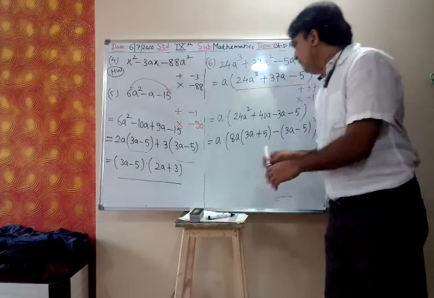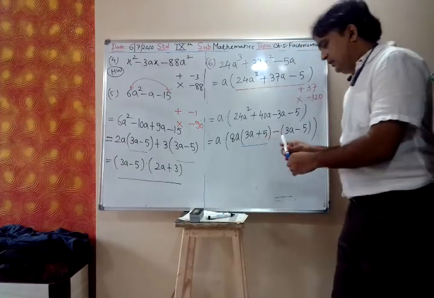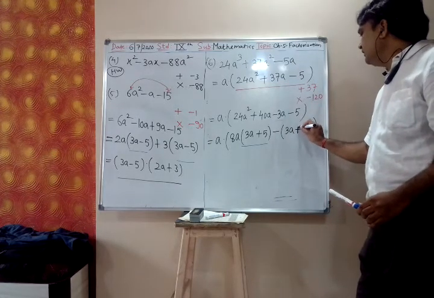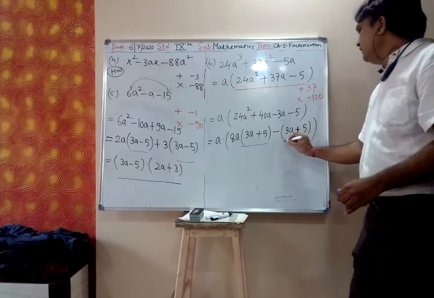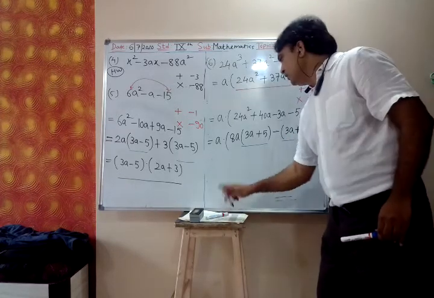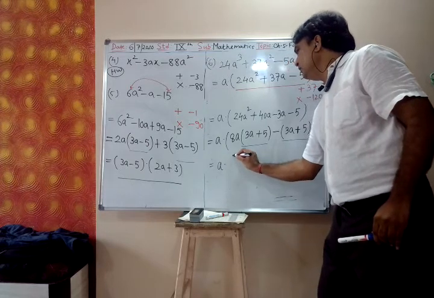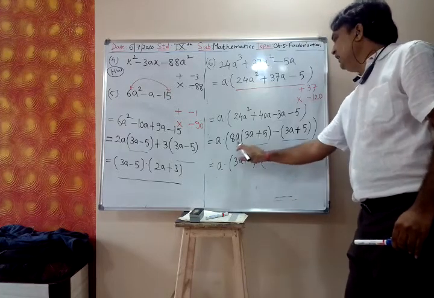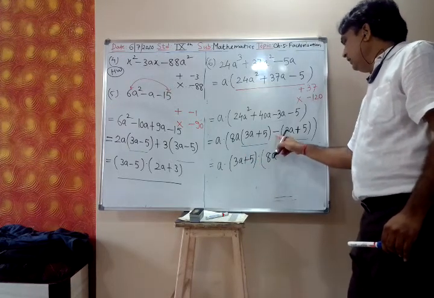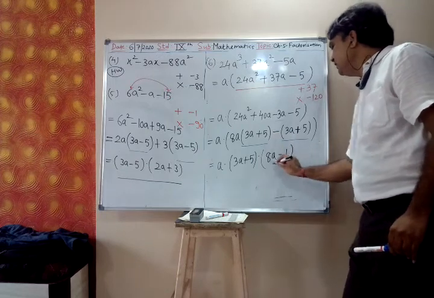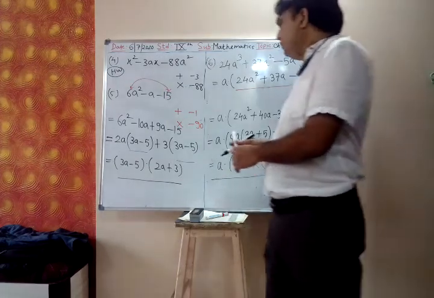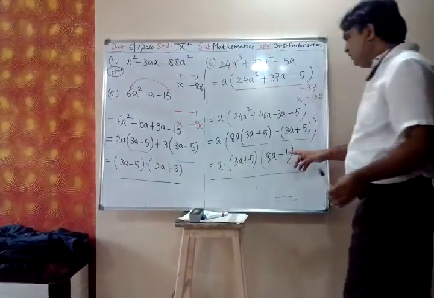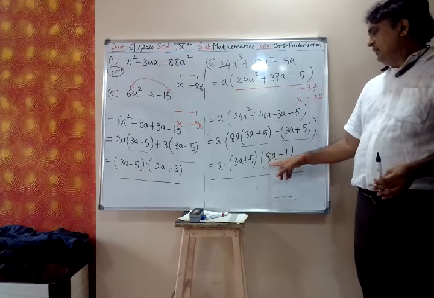Now what is common in the bracket? 3a plus 5. Sorry, when I am taking minus common, inside it will be plus. Yes, it will be plus 5. So 3a plus 5. Now 3a plus 5 is common. So that will be a into 3a plus 5 is common. Then what is left? 8a. Minus means minus 1. And this is the answer. a into 3a plus 5 into 8a minus 1. No, don't multiply.